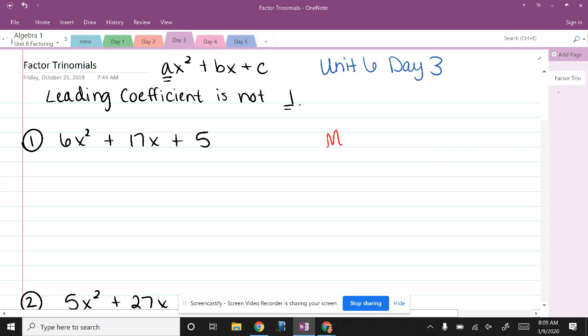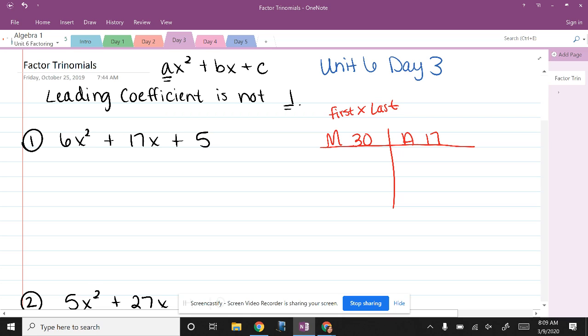You're going to multiply to get first times last. I briefly went over that the other day, okay? 6 times 5 is what? 30. So write down 30 for your multiply number. And you're going to add to get the middle term again, which is what? 17. So just make sure your multiplied number is what you get from first term times last. Okay, first times last.